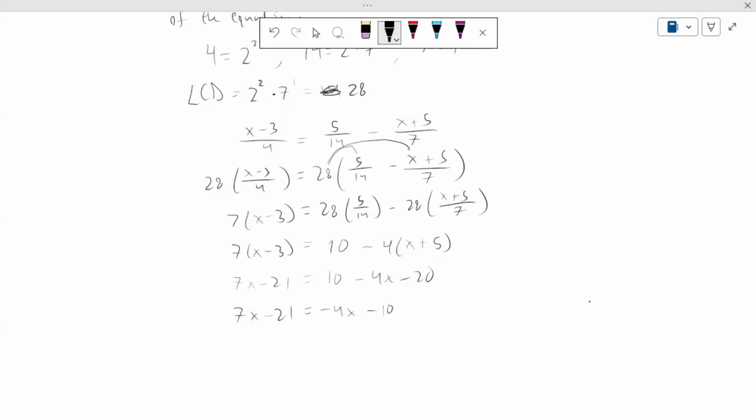Okay. Now I need to get all of my x's on the left-hand side and all of my constants on the right-hand side, right? So that way I can solve for x. So I'm going to add 4x to both sides of the equation. So I have 7x minus 21 plus 4x is equal to negative 4x minus 10 plus 21.